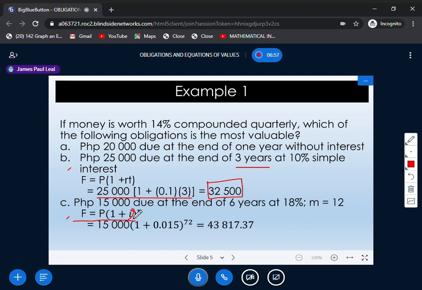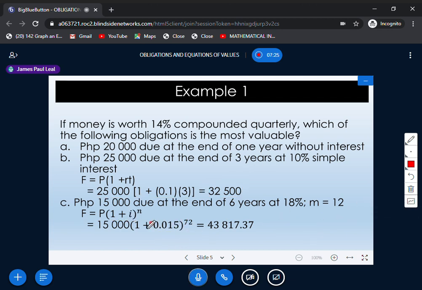So we all know that i is equal to the rate of interest over the frequency of conversion, which is 0.18 over m, which is 12. And what is 0.18 divided by 12? The answer will be 0.015. That's why we have 0.015.